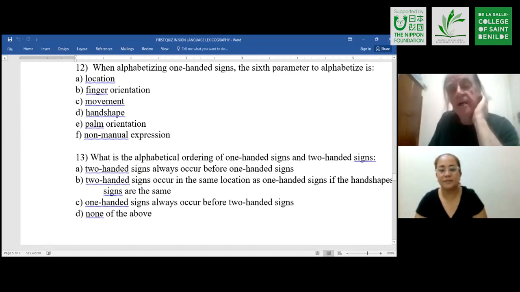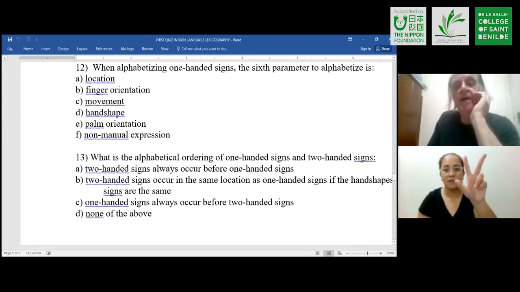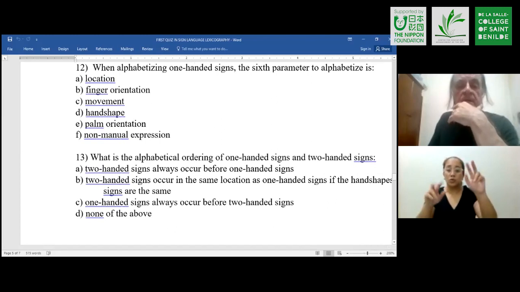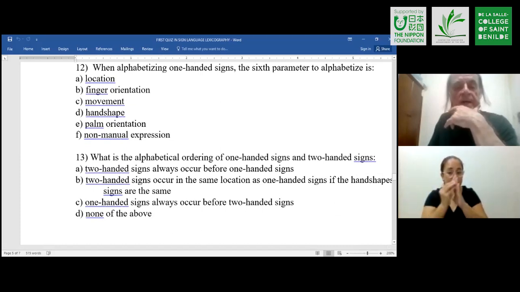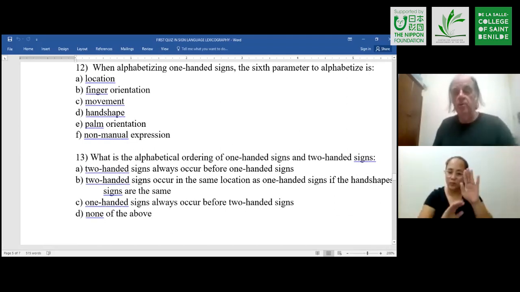Yes, that's correct. 13, what is the alphabetical order of one-handed signs and two-handed signs? I see. Two-handed signs always occur before one-handed signs. Two-handed signs occur in the same location as one-handed signs if the hand shape of the signs is the same. One-handed signs always occur before two-handed signs. I see C. C is correct.